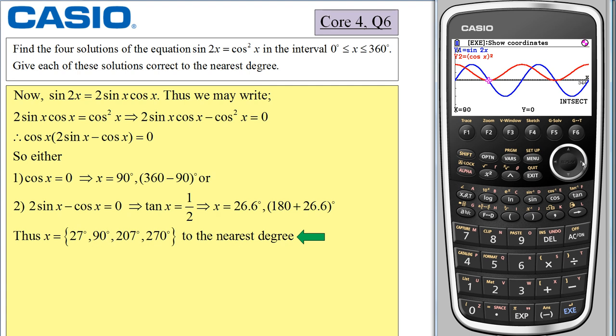Continuing to the right, 206.56, well that's 207 degrees, and finally 270 degrees. If I try to scroll again to the right, there isn't another solution in this range, and you can see that because the pink crosshair hasn't moved any further to the right. So I've been able to use my graphical calculator to confirm these to be correct.